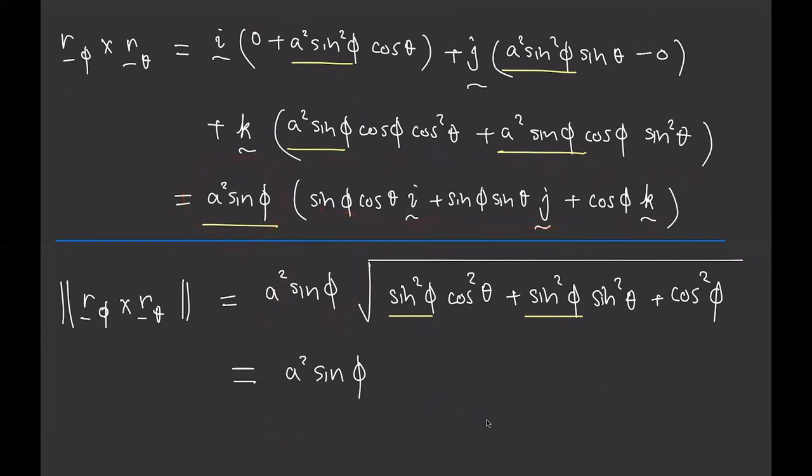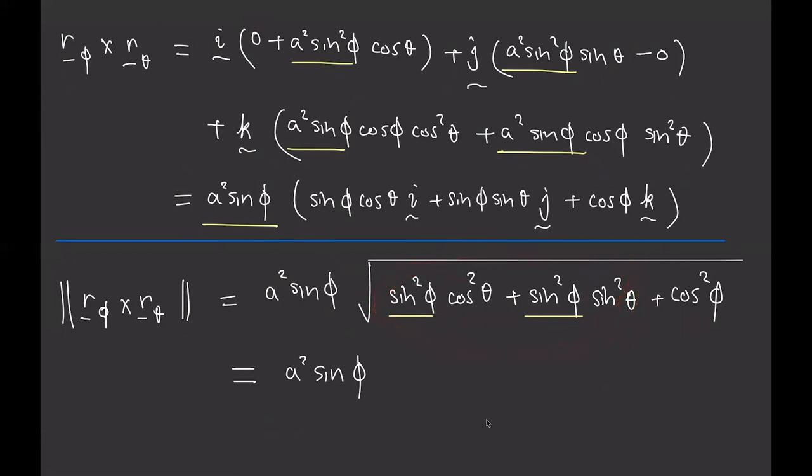And then what I need to do is calculate the length of this, the norm of this. So I just take the sum of the squares of each of the components. So sine squared phi cosine squared theta from the first term, sine squared phi sine squared theta from the second term, and cosine squared phi from the third term. And once again, something nice happens, because if I factor out the sine squared phi from these first two terms, I'm going to get cosine squared theta plus sine squared theta, which is 1. So these two terms together are just sine squared phi.